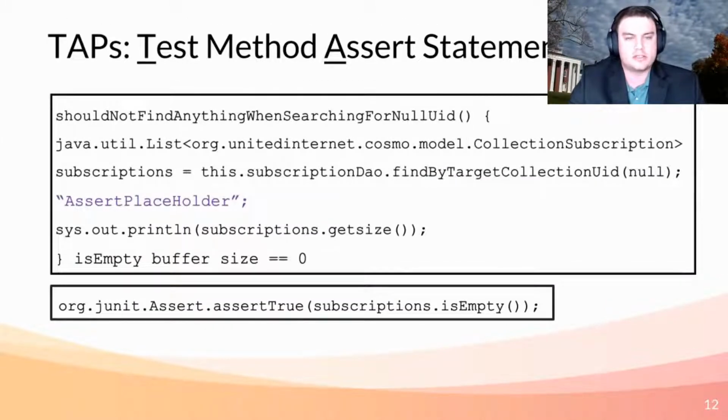Our last step is to extract the actual assert statement away from the test method, replacing it with an assert placeholder token. This comprises our test method assert statement pair, or what we refer to in our paper as a TAP. We then use this information as input data for our training for our neural machine translation model.